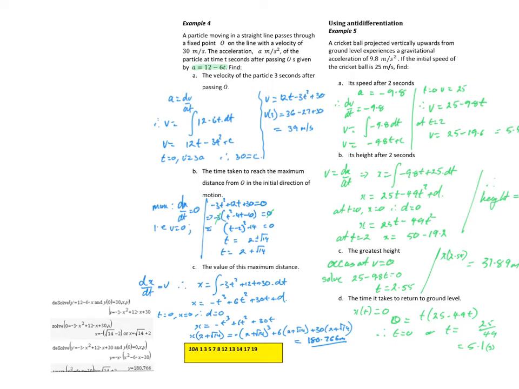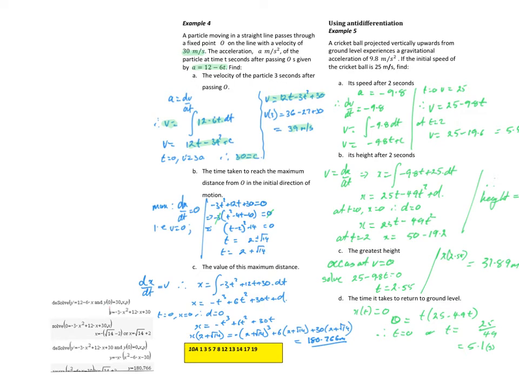So find the velocity. Acceleration is dv/dt. So if I integrate dv/dt, I end up with a rule for v. So v is the antiderivative of 12 minus 6t, which gives me 12t minus 3t squared plus some constant c. At t equal to 0, we had a velocity of 30 meters per second. So that gives me c is equal to 30. So there's my velocity equation. And at t equal to 3, the velocity was 39 meters per second.